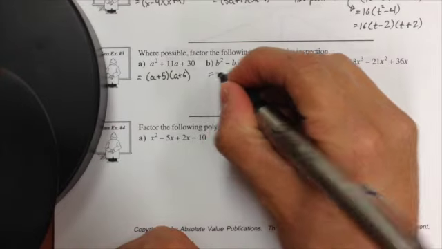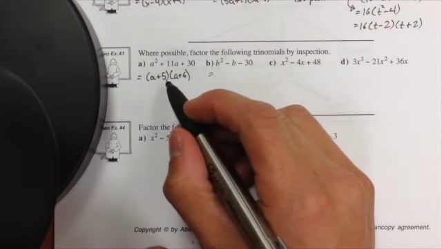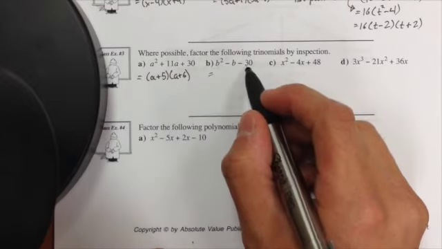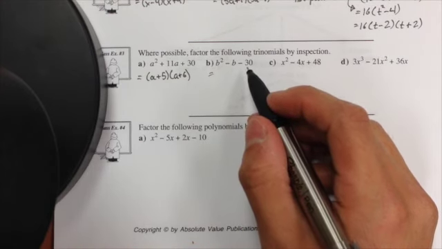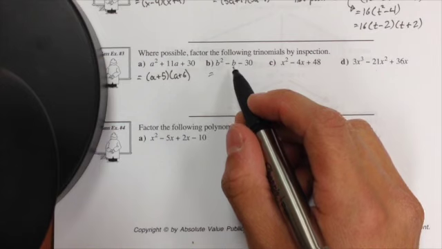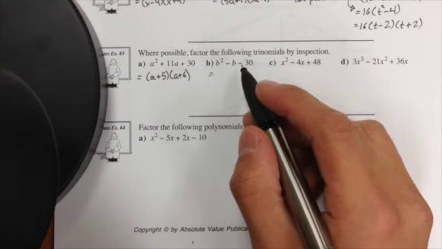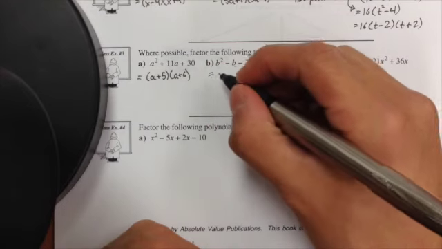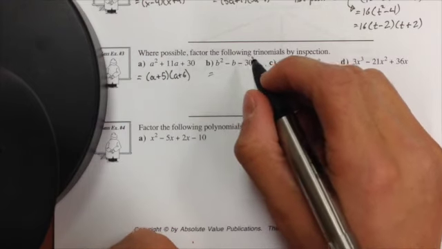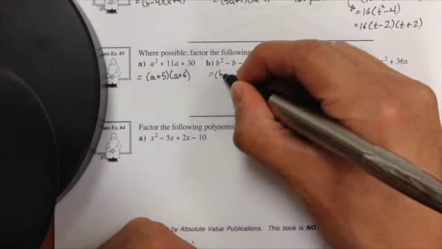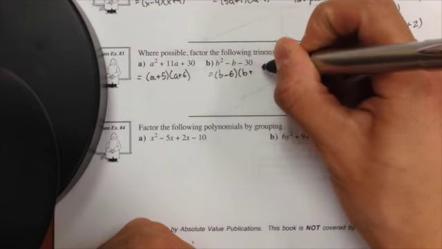All right, next one. b squared minus b minus 30. So again, 5 times 6 is 30. I know that 6 minus 5 is 1. I also know that negative 6 plus 5 is negative 1. And since I have a negative last term, they can't all be positives, or they can't all be negatives, since the last term needs to be a negative. So I know that that's going to be b minus 6 and b plus 5.